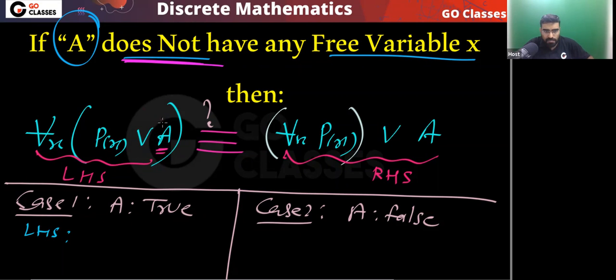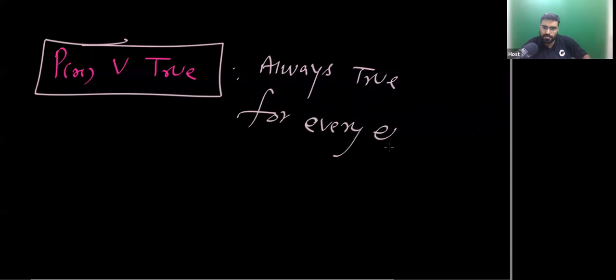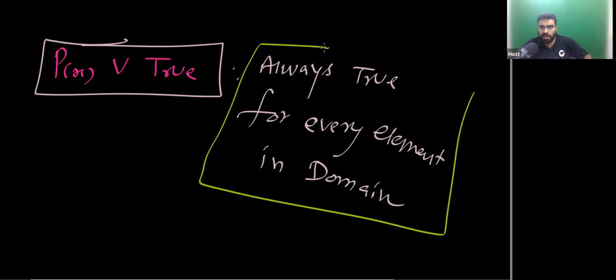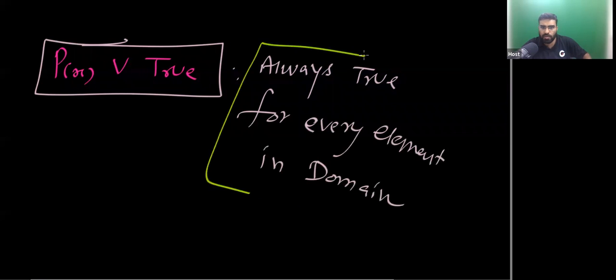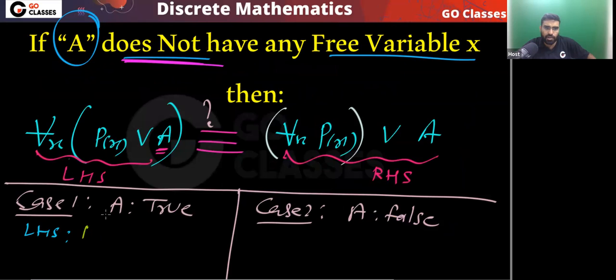A is true, so true or this will always be true. Here you can notice that this is always going to be true for every element in the domain. So now I can simply say that LHS will be definitely true.